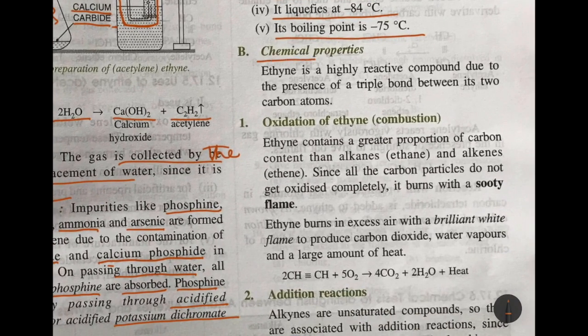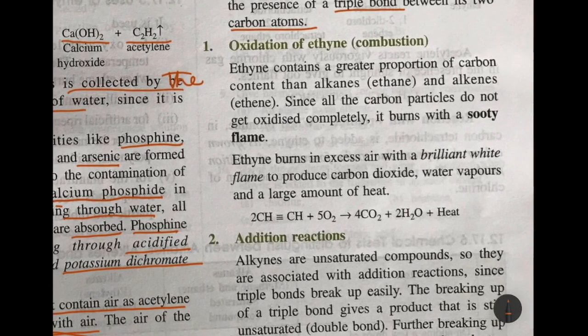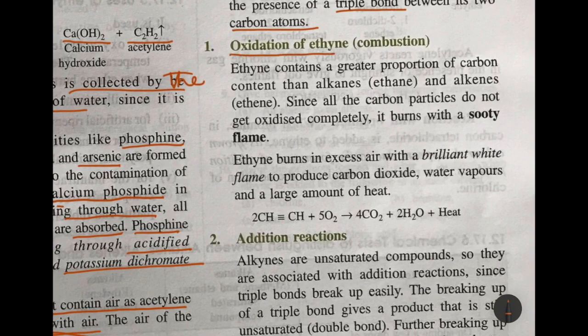Moving on to the chemical properties. Ethyne is a highly reactive compound due to the presence of a triple bond between its 2 carbon atoms. That is why it is not found free in nature. Now, oxidation of ethyne means combustion or burning of ethyne. That is, when oxygen is added, things burn, isn't it?